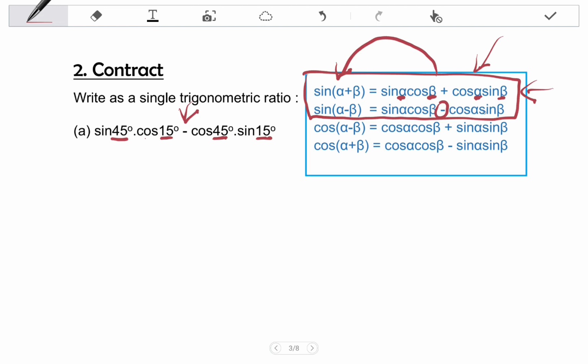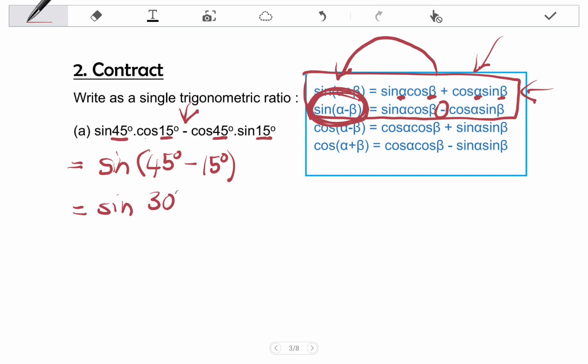So going from left to right, this contracts as sine, and then in brackets I'm going to have the first angle minus the second angle. So that is 45 degrees minus the second angle, which is 15 degrees, and that can simplify to sine 30 degrees. And if you know your special angles, you can evaluate that quite easily.